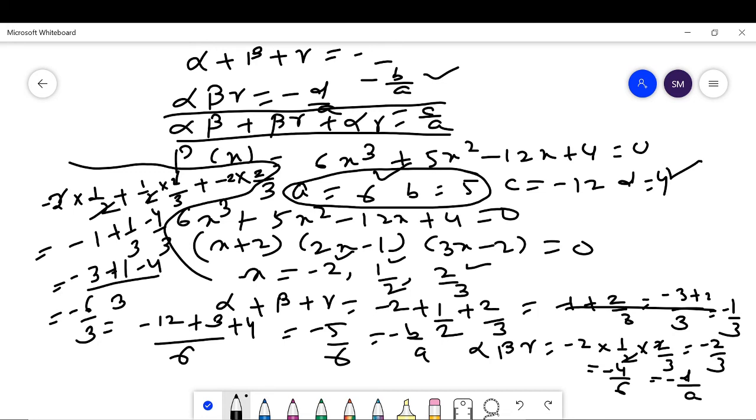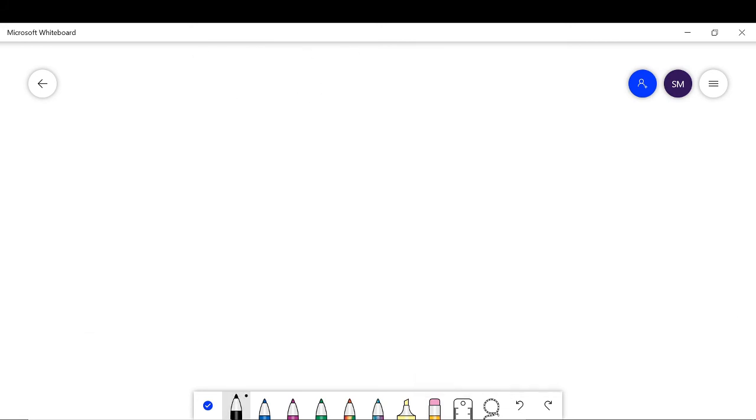This is minus 6 upon 3. Minus 6 upon 3 can be written as minus 12 upon 6. This is C by A, because C is minus 12 and A is 6. Hence verified the third property.